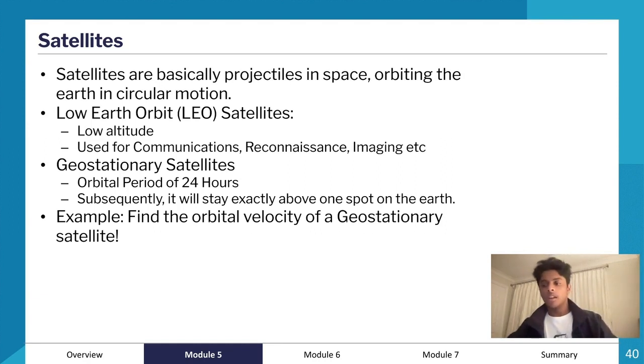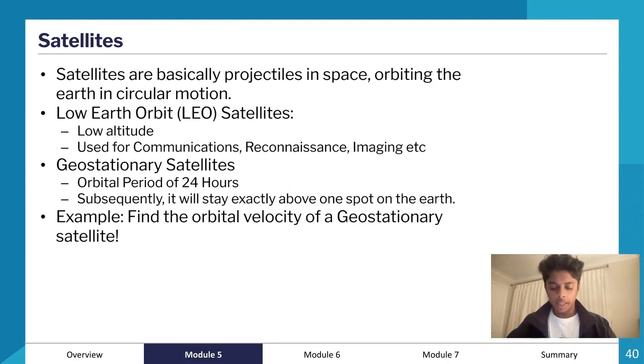We also have geostationary satellites. Geostationary satellites orbit at an altitude of around 36,000 kilometers. You can see what's special about it because it's part of the name: they appear stationary in the sky. They're not stationary themselves, but they appear stationary in the skies because they have an orbital period of around 24 hours. So it has the same orbital period as that of the Earth, and so it will appear to be stationary, exactly above one spot on the Earth.